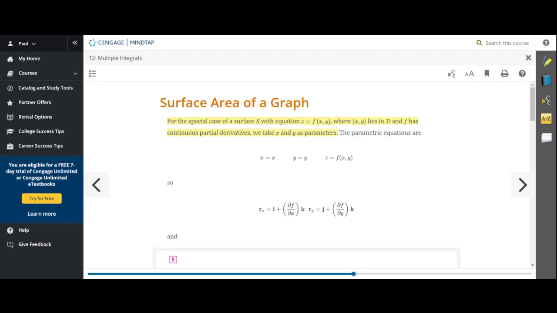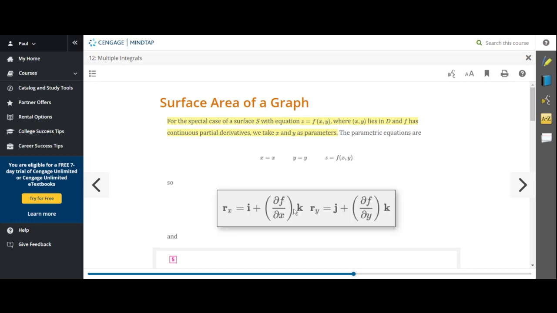Are you okay with how we got this? This is for the special case when z is a function of x and y. Are there any questions on that?